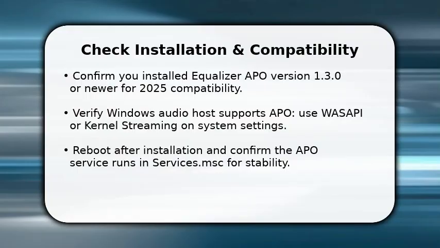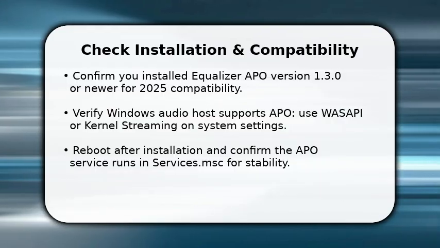Start by confirming you installed Equalizer APO version 1.3.0 or newer for 2025 compatibility. Open Programs and Features to verify the installed version number and installer date.